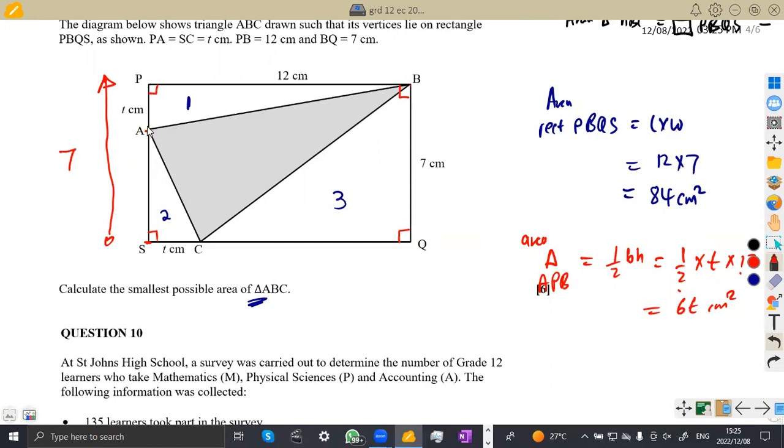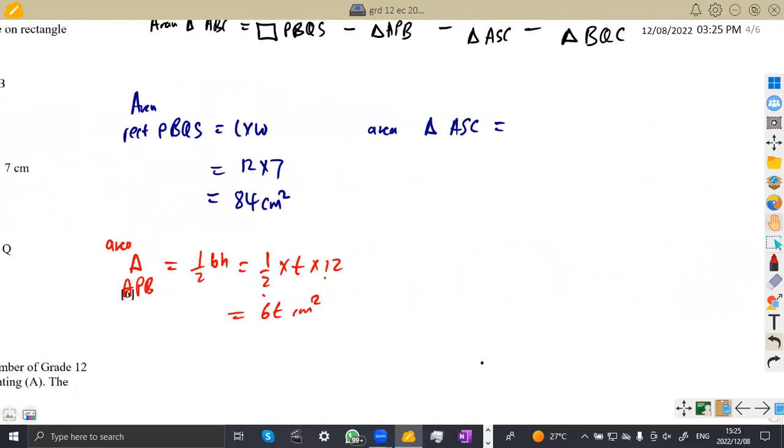But from A to P here, we've got T centimeters. So we are going to subtract T from 7. So this one is going to be 7 minus T. So that means our area is going to be half of the base, which is T, times 7 minus T. The base T times 7 minus T. All right, so we are going to have half base times perpendicular height, which is half of T times 7 minus T. You can just put it in a bracket.